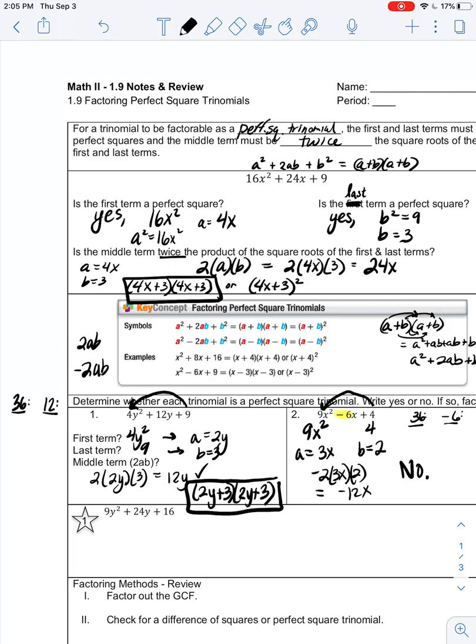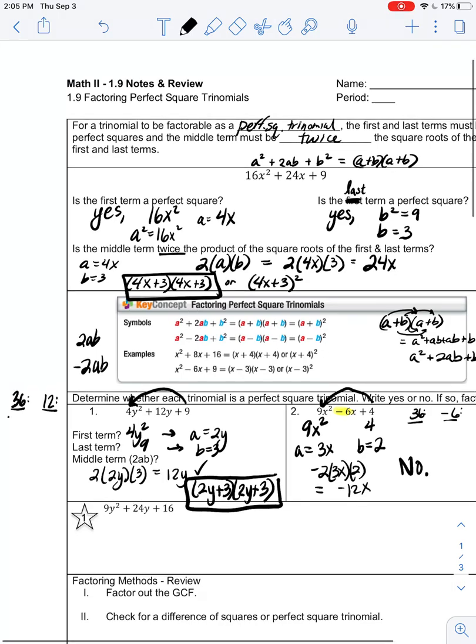And because this is a perfect square trinomial, those 2 numbers are going to be the same as each other. So it's 6 and 6 that add up to 12. So then you could go in and factor by grouping 4y squared plus 6y plus 6y plus 12. And you would end up getting the same result, 2y plus 3 times 2y plus 3.